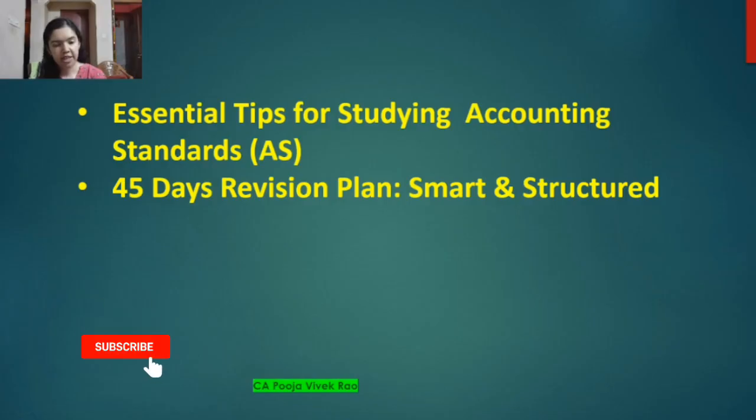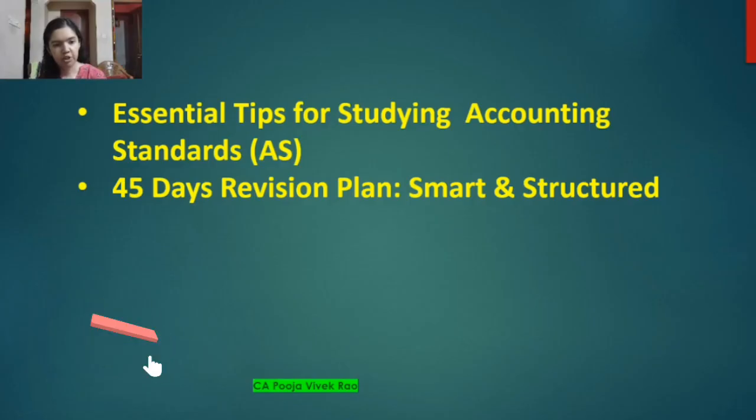Then from day 31 to day 40, target weak areas. Identify and focus intensively on weak topics and tricky problems. Seek clarification on doubts and refine problem solving speed. It is very important to write fast and legibly in the exam, hence in your preparation stage itself you have to try to write fast.